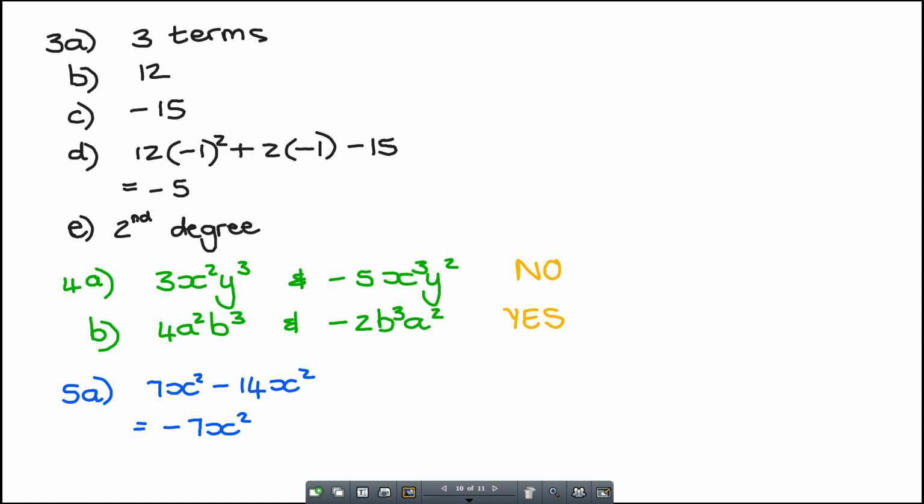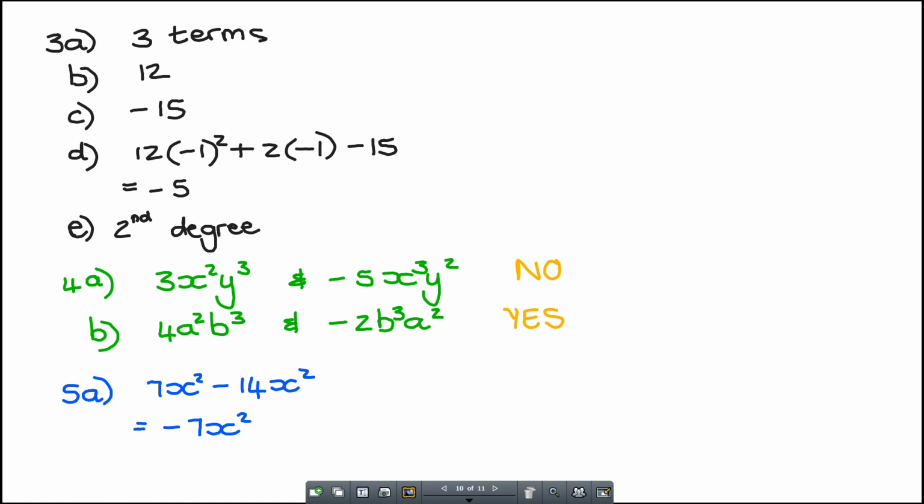Okay. Then at number 5, they said simplify if possible. So over there, the first thing we have to look at, are these like terms? Yes, because they both have x to the power of 2. And when it's like terms, then I am allowed to go and add or subtract. Did we talk about that? Okay, so 7x squared minus 14x squared.